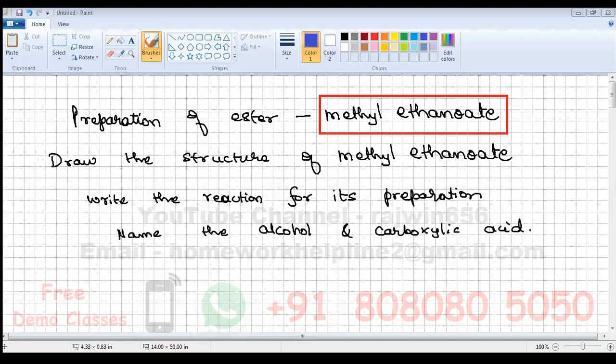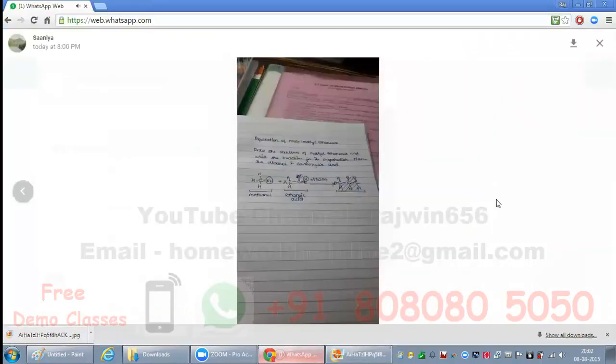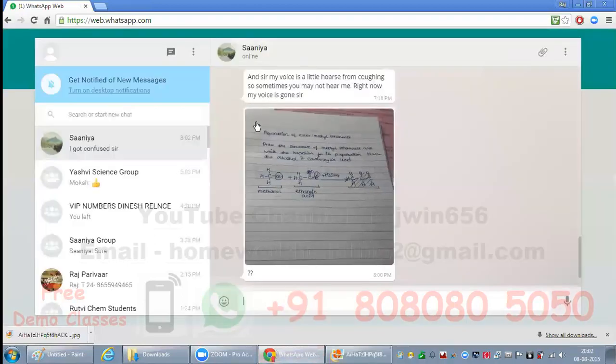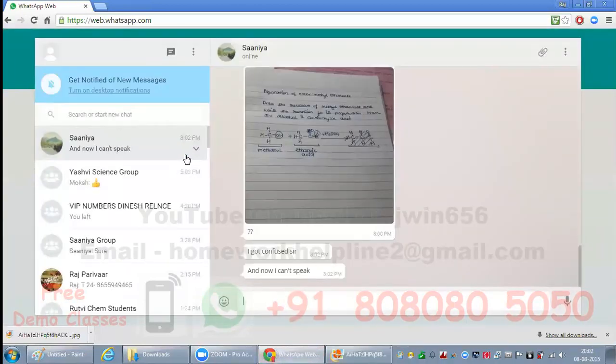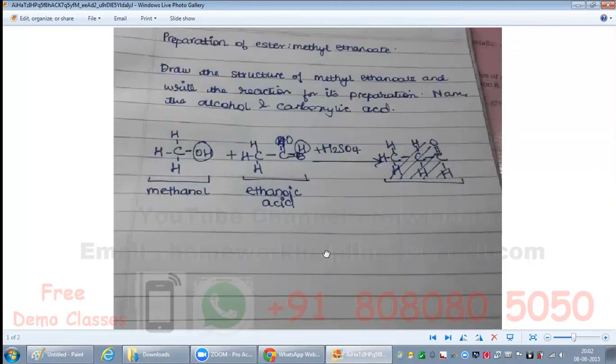You have not drawn the structure of methyl ethanoate. Yeah, okay. So you have not drawn the structure of methyl ethanoate. Okay. I'm just going to show it to you over here.